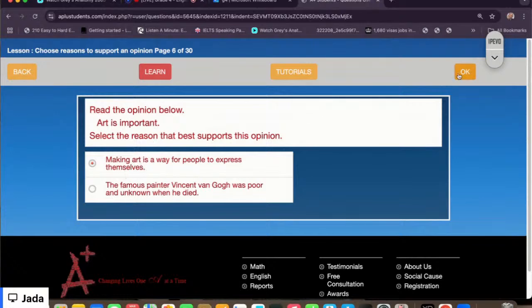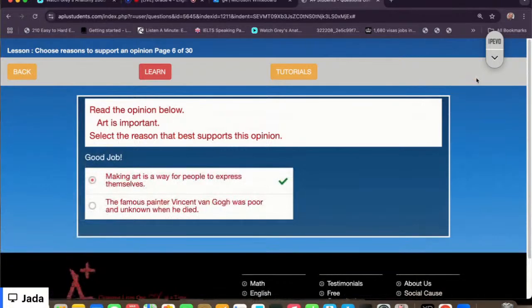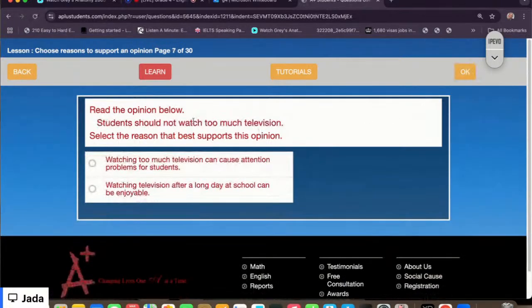All right, so making art is a way for people to express themselves. Okay. Students should not watch too much television. Watching too much television can cause attention problems for students. Watching television after a long day at school can be enjoyable. So, select the reason that best supports this opinion.